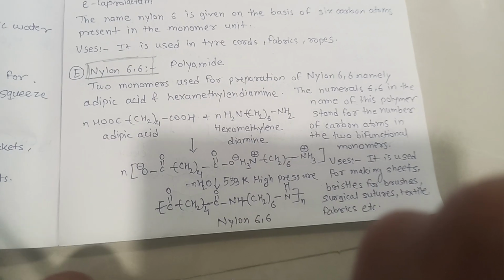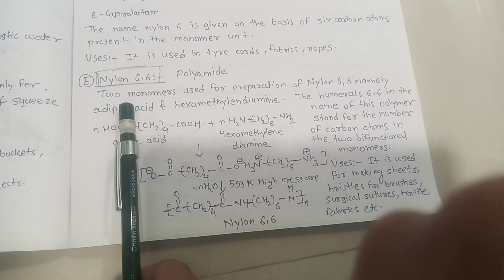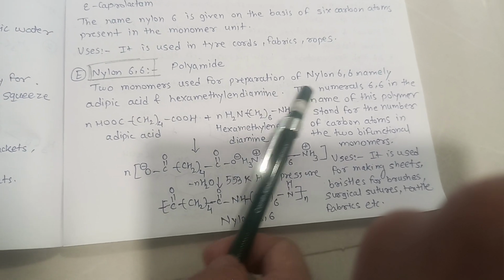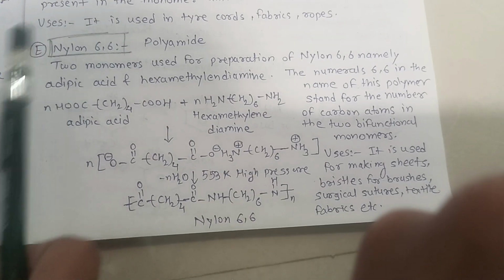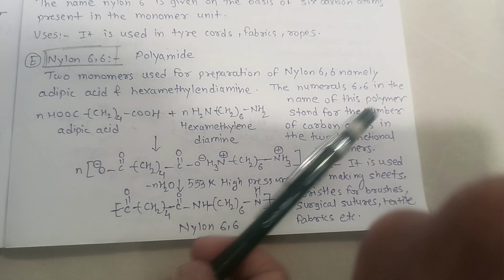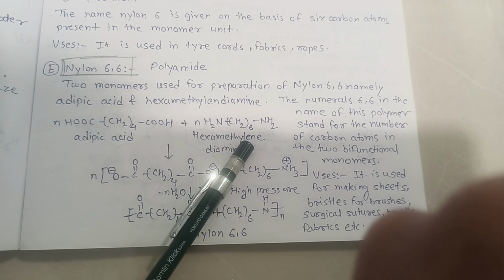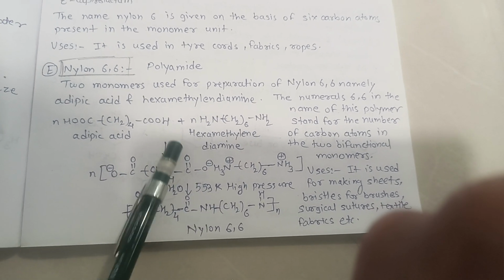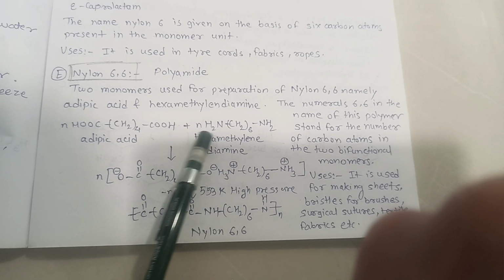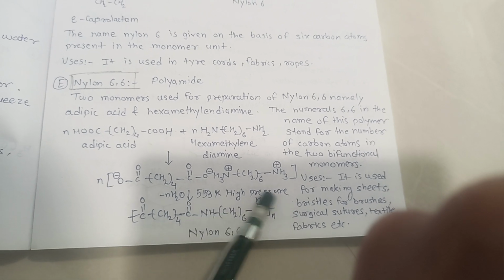Next is nylon 6,6. It is again a polyamide, but in this case two monomers are used, namely adipic acid and hexamethylene diamine. So this is one monomer, adipic acid, and this is one more monomer, hexamethylene diamine. They combine: OH of carboxylic acid and H of NH2. Water will go out and this linkage will be obtained.